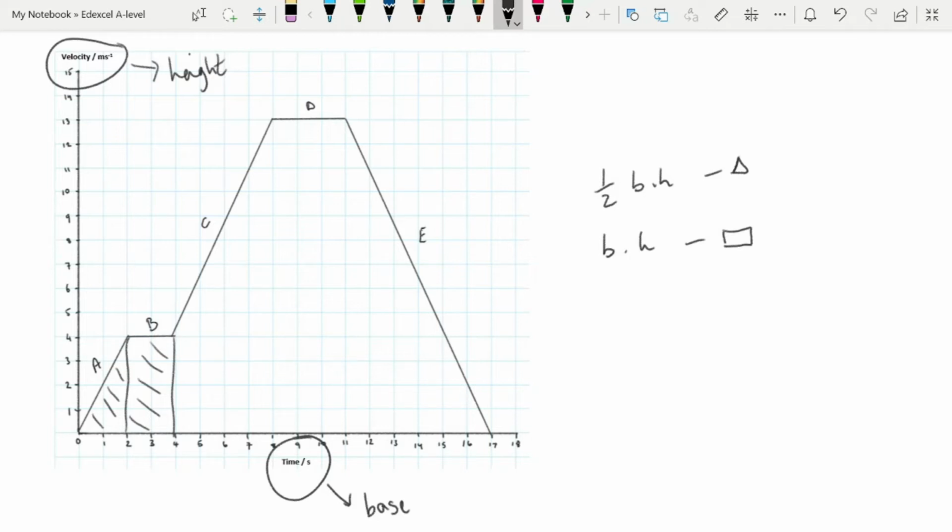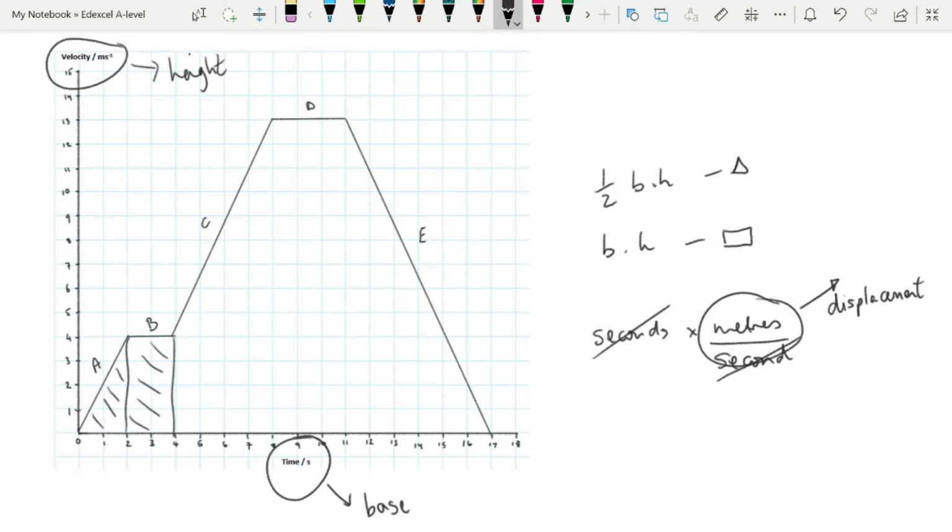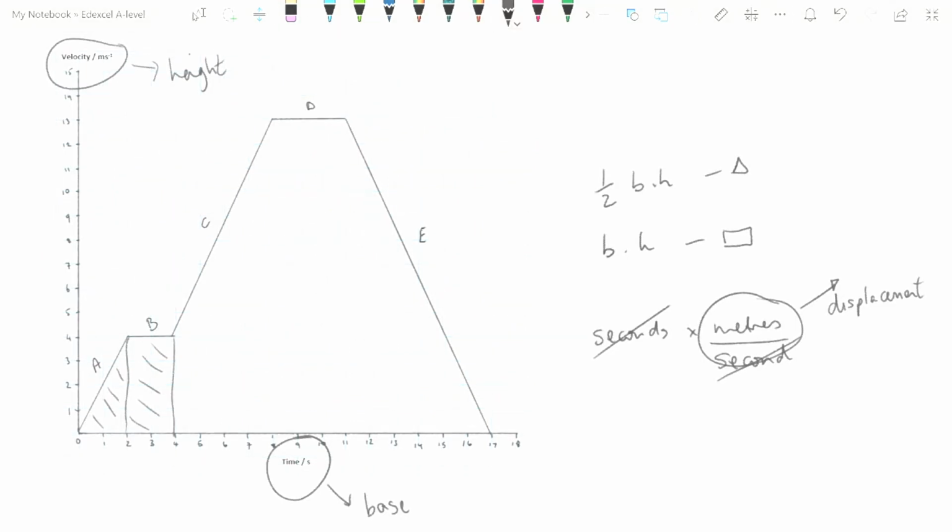That means the base is in seconds, and the height here is in meters per second, because this is a velocity-time graph. Of course, your seconds are going to cancel out, and you're going to end up with a value in meters. What that tells us is that when you find the area under a velocity-time graph, you are getting a quantity measured in meters, and therefore you are getting the displacement. Remember, displacement is distance with a direction attached.